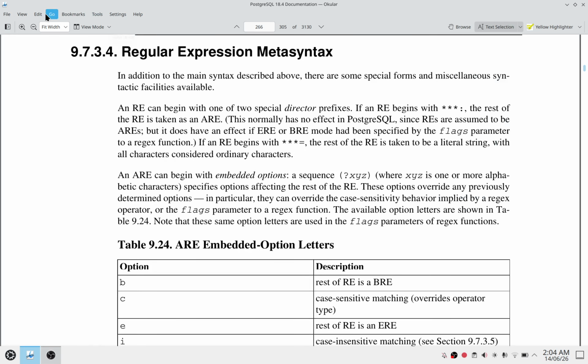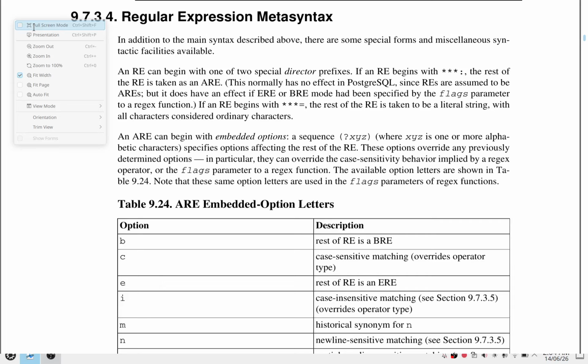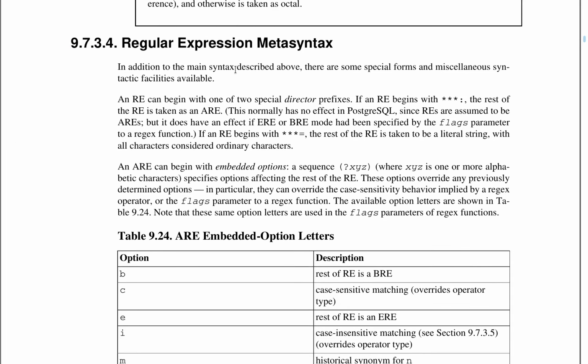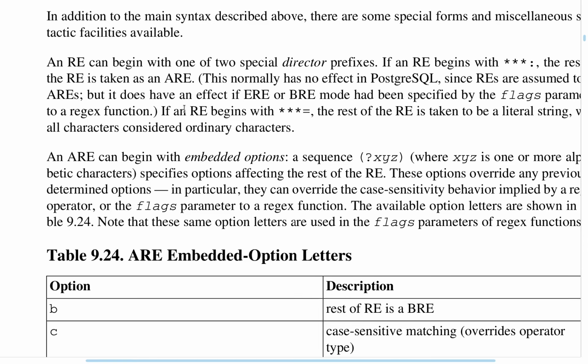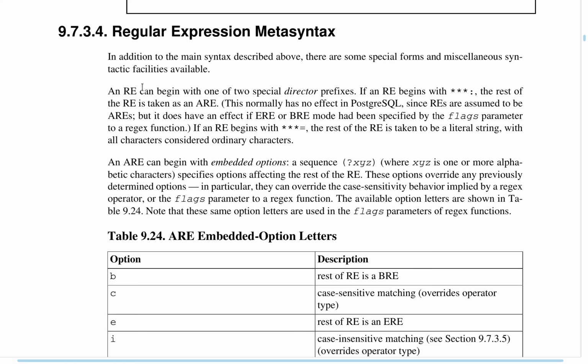Okay, I think I can put this in full screen so that the fonts are even bigger. Let me zoom a bit as well. No, this is best. Okay.